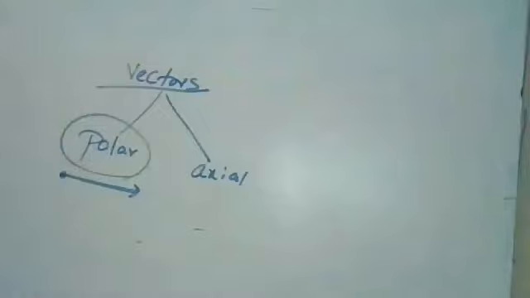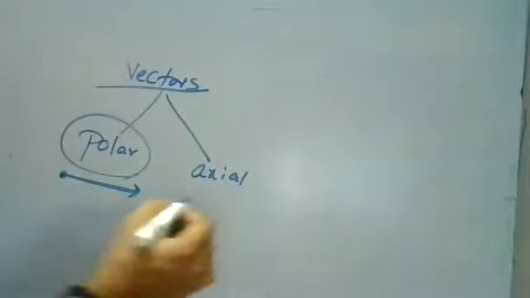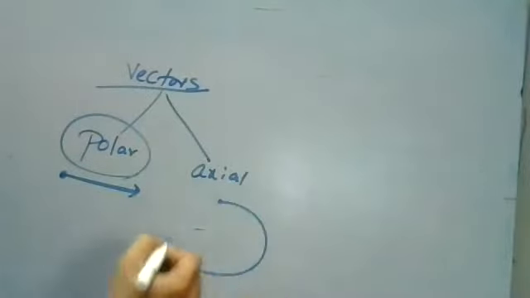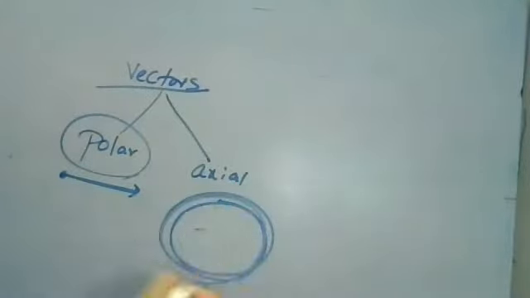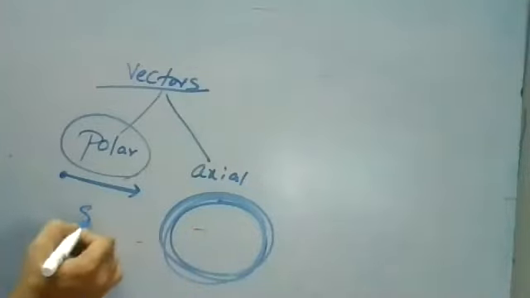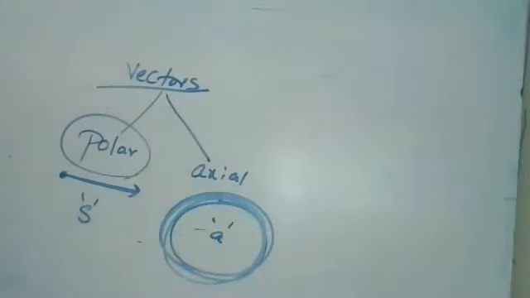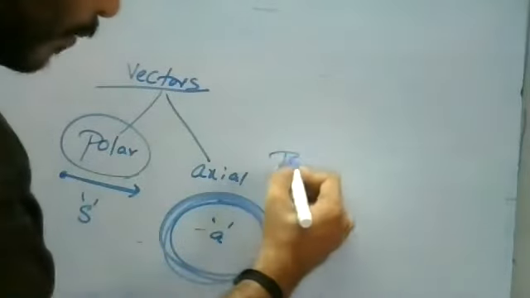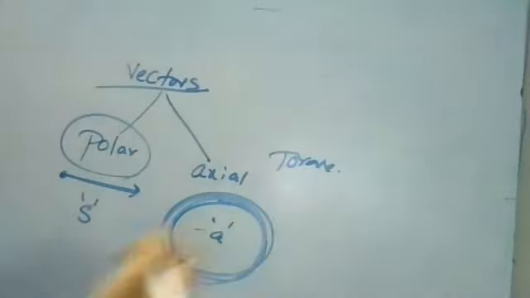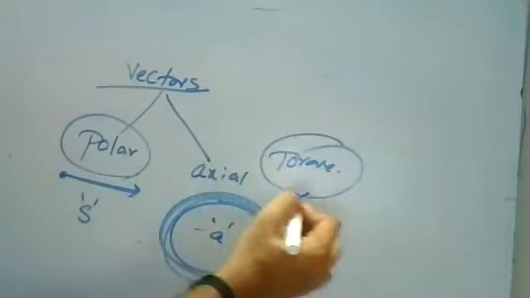But for axial vectors, there is no such single point. They have rotational effects and angular effects. It starts from one point and has a continuous rotational effect. Axial vectors are related to angular or rotational effects. Examples are torque, angular velocity, angular displacement and angular momentum. There are many things related to axial vectors.